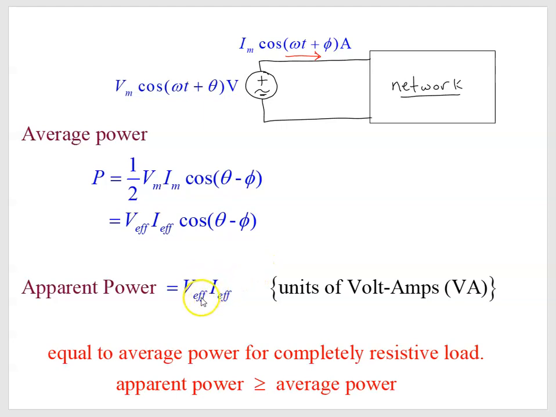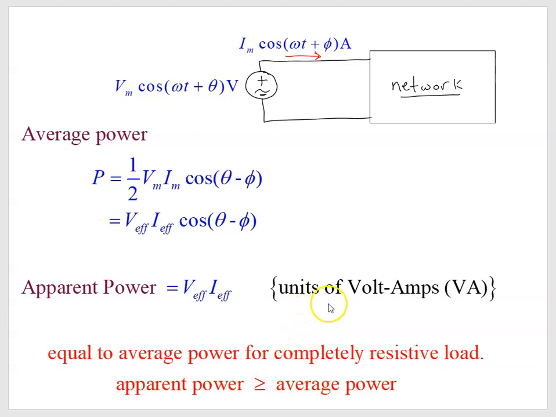So what we see then is it's equal to the average power of a completely resistive load, because if we have a resistive load, then the voltage and the current are in phase. So this theta V minus theta I is equal to 0, and the cosine of 0 is just equal to 1. Otherwise, we will have a phase difference. So this cosine will yield something between plus and minus 1, but it'll be less than 1 in absolute value. So our apparent power is always greater than or equal to the average power. And again, it's equal to the average power when we have a resistive load.